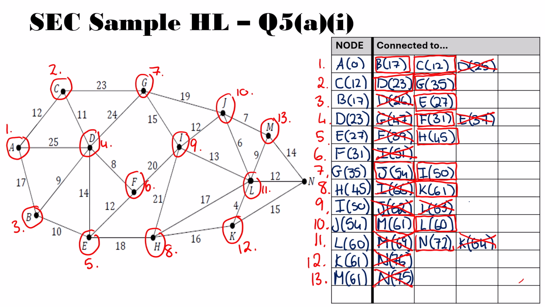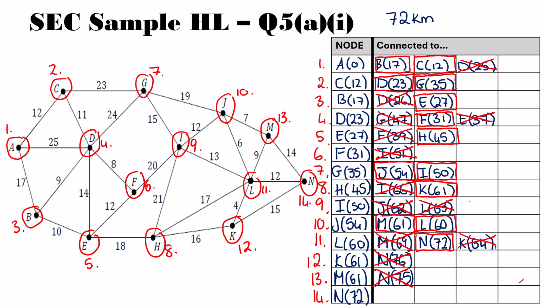And then absolutely last but not least, we get node N, which is our node 14 that we're locking in, and we get N is 72. So our answer here is 72 kilometers. So that answers the length of the shortest path, but it asks us also to find that shortest path.